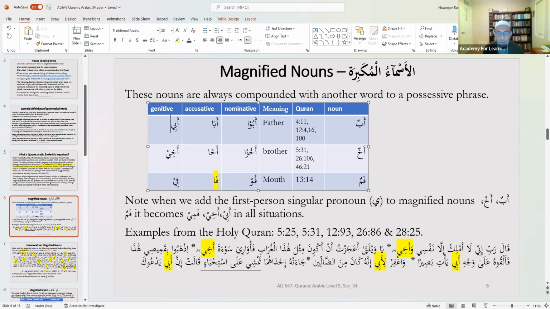إن أبي يدعوك. My father is calling you. So you can say here أبي, my father, indeed my father is calling you. But here Abi is my father, it is not Abi of genitive. So that difference we need to keep in mind. There are some examples here. If you have time, look at the Quranic examples, but let's look at the homework and that will clarify more.